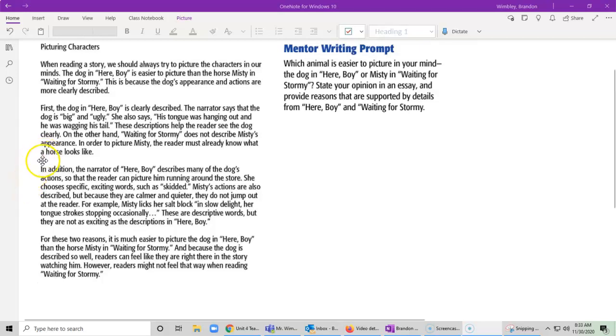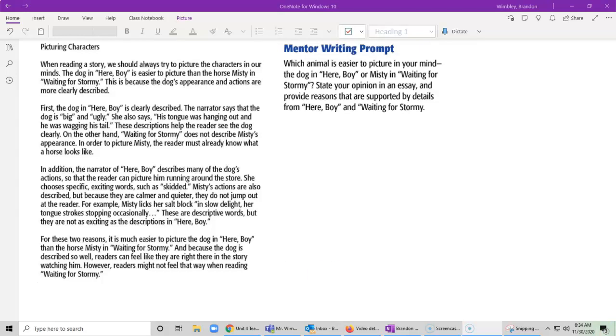So I'm saying this one is easier to visualize the dog because he's doing more action, more exciting things than the horse that seems to just be standing there licking a salt cube. That horse isn't causing chaos and commotion, destroying a whole grocery store like the dog is. Now, paragraph 4. For these two reasons, it is much easier to picture the dog in Here Boy than the horse in Misty in Waiting for Stormy. And because the dog is described so well, readers can feel like they are right there in the story watching him. However, readers might not feel that way when reading Waiting for Stormy.